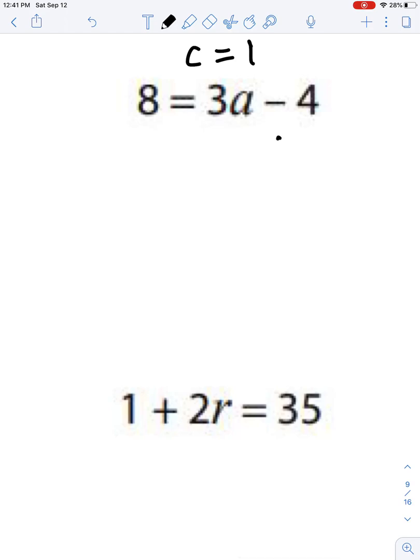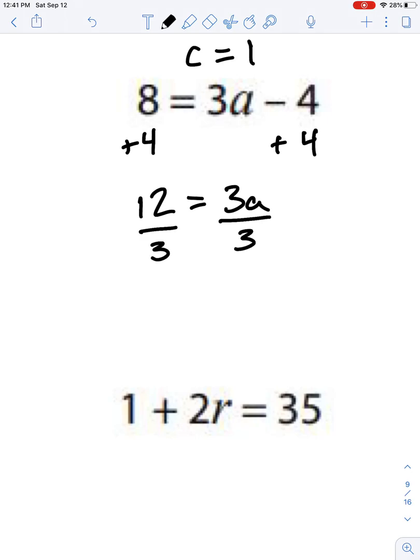Next one, adding 4 to both sides. This is 12 equals 3a. Divide now by 3 because they're being multiplied. We're just doing the opposite. 12 divided by 3 is 4 equals a. Got to switch those around though. A equals 4 using the symmetric property.